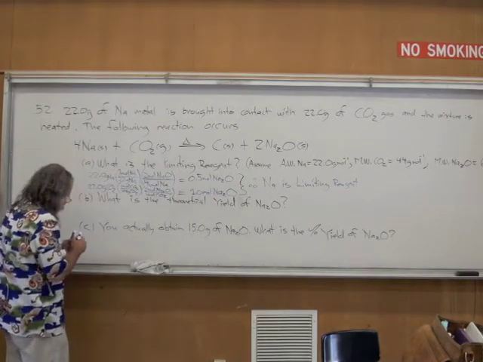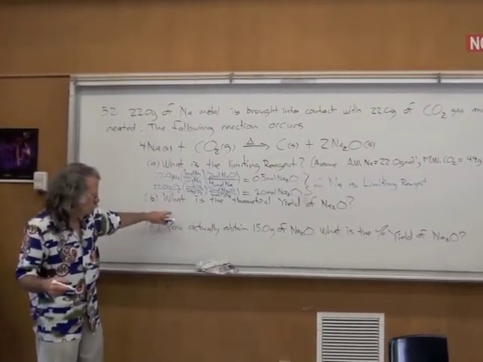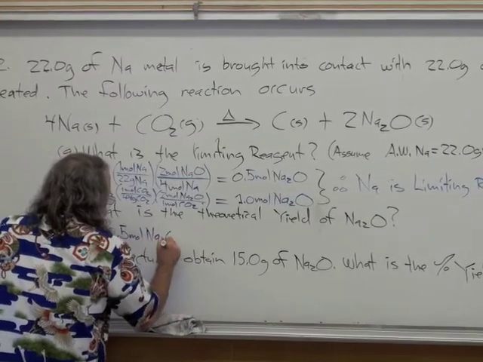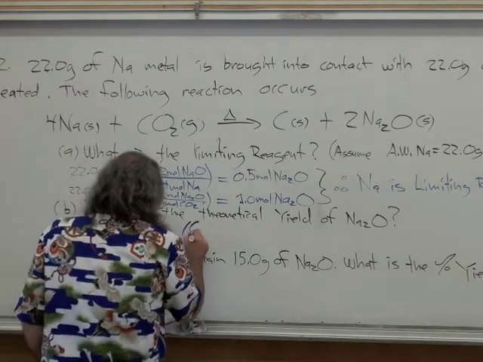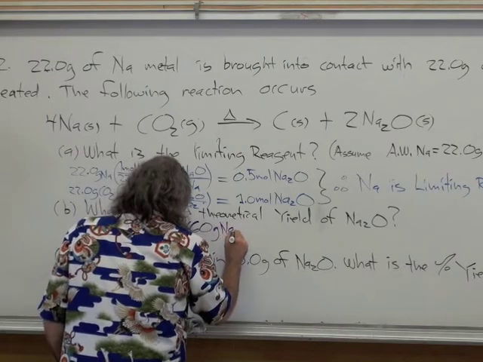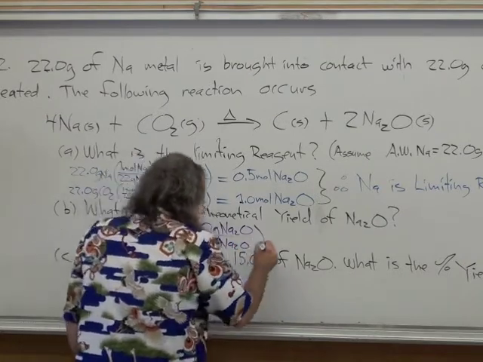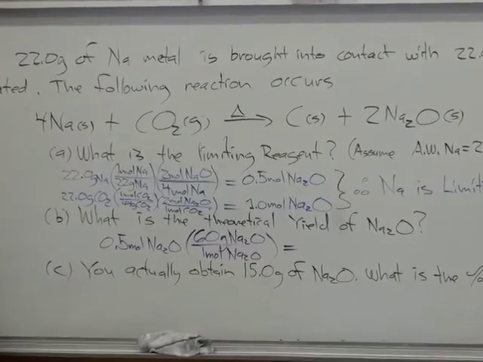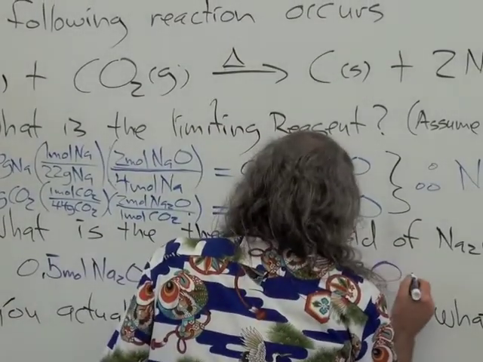So I'm going to start over here on the left-hand side with what? 0.5 moles of sodium oxide, and I want to multiply it times what? Grams per mole. So it turns out to be 60 grams of sodium oxide for every 1 mole of sodium oxide. That's a trivial calculation as well. Multiplying times 0.5 is the same as dividing by what? 2. So what is the answer? 30 grams. So I end up with 30 grams.